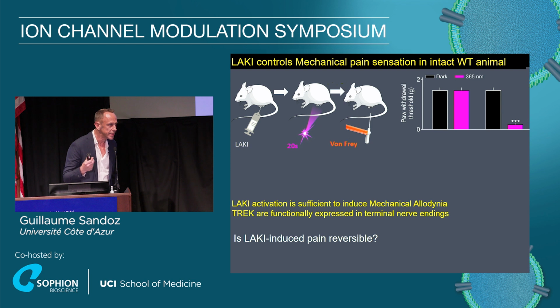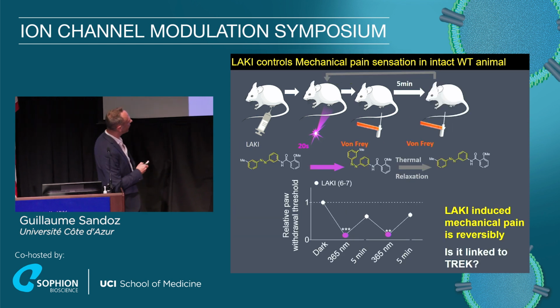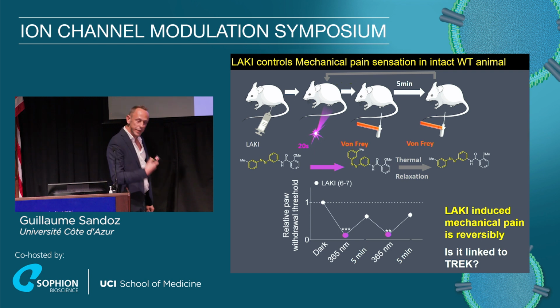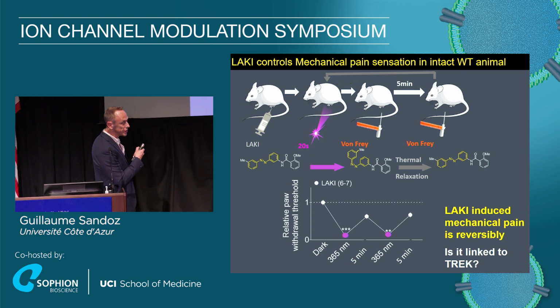Now the question, is it reversible? Meaning, can we reverse this hypersensitivity? The response is yes. Because if you wait 5 minutes, the time for the molecule to relax, to be back from the cis to the trans state, as you may see, you are able to recover. You can do it again. You can do a new cycle by putting another pulse of light for 20 seconds.